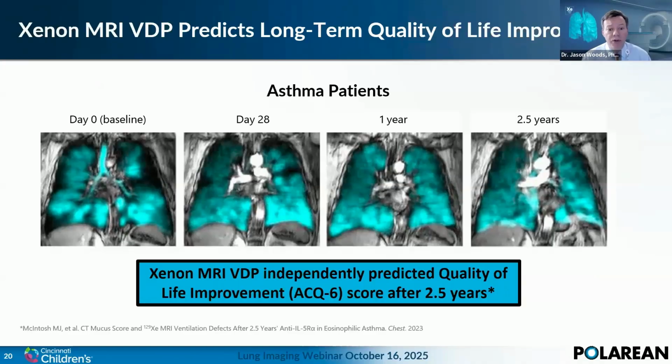And importantly, it predicted long-term quality of life improvement. So this is work from Marissa McIntosh and colleagues, simply showing that the MRI VDP independently predicted quality of life by asthma control questionnaire after 2.5 years. So the VDP is indicative of the clinical nature of disease itself and treatment response and quality of life.